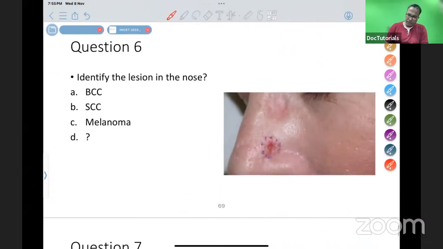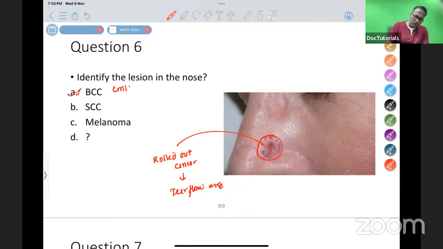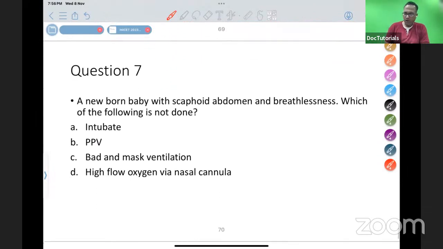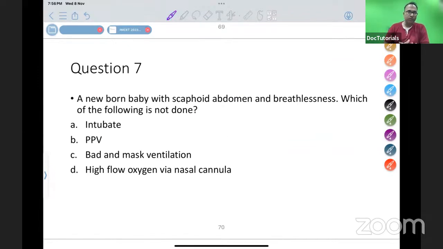Repeat question. Again, another repeat question: rolled out margin cancer in the nose. You can see rolled out cancer in the nose, also known as the tear flow area. It is a clear-cut case. It is a basal cell cancer. Basal cell cancer is the most common skin cancer. It is found on the medial canthus of the eye. So these are no doubt repeat questions and basic questions. I hope you would not have made a mistake in these types of questions.